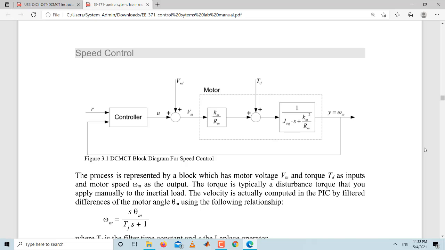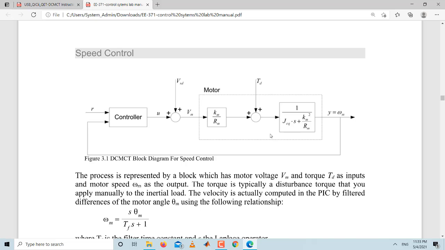Okay. This is the complete block diagram of our system in hand, where this part represents the controller, which we are saying that in today's lab we are going to implement a PI controller here. And the input to this system is voltage Vm and the disturbance torque Td. And this is the form of transfer function that we have obtained in different parts of the previous lab.